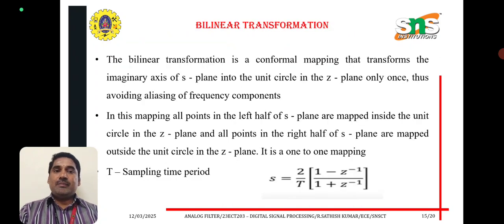Next one, we can see the bilinear transformation. Bilinear transformation is the conformal mapping that transforms the imaginary axis in the S plane to the unit circle in the Z plane to avoid aliasing of frequency components. In this mapping, all points in the left half of the S plane are mapped inside the unit circle in the Z plane, and all the points of the right half of the S plane are mapped outside of the unit circle in the Z plane. It is a one-to-one mapping. T is nothing but the sampling time period. S can be defined as 2 by T into (1 minus Z inverse) divided by (1 plus Z inverse).